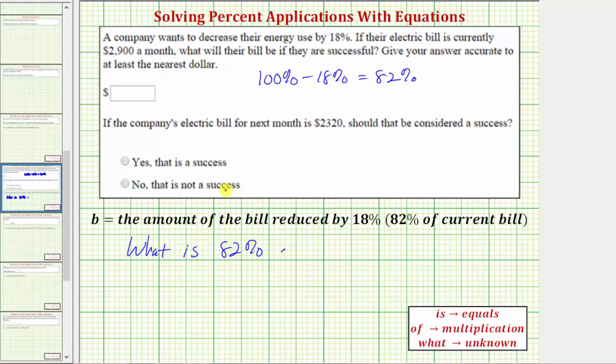82% of $2,900. Again, if we determine what 82% of $2,900 would be, that'll give us the amount of the bill after the reduction of 18%.